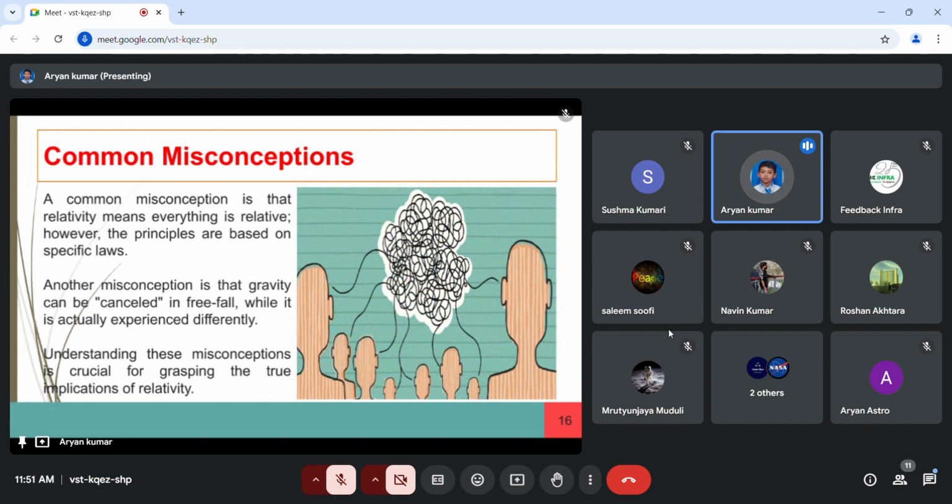So, moving to a topic. Some common misconceptions of special relativity and general relativity. One is that relativity means everything is relative. However, the principles are based on specific laws. Another misconception is that gravity can be cancelled in free fall, while it is actually experienced differently. Understanding these misconceptions is crucial for grasping the true implications of relativity.